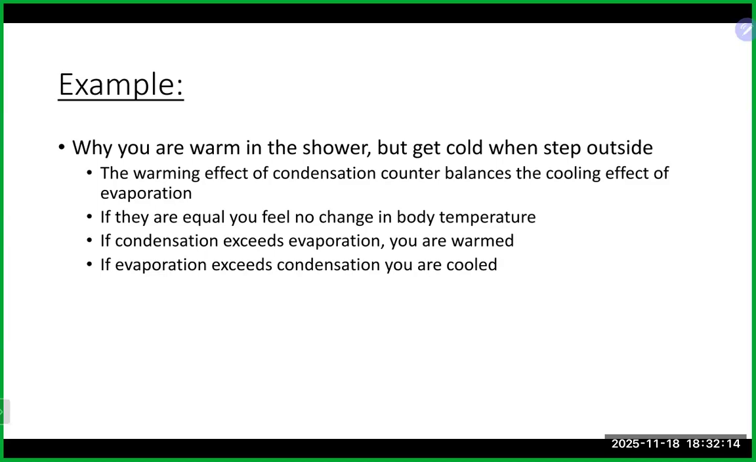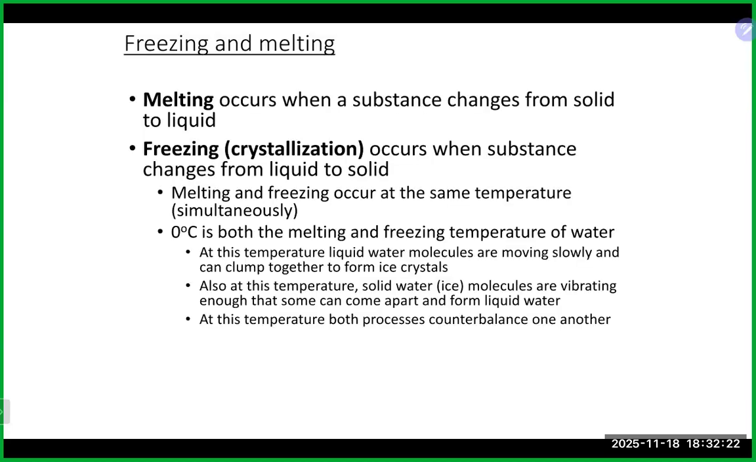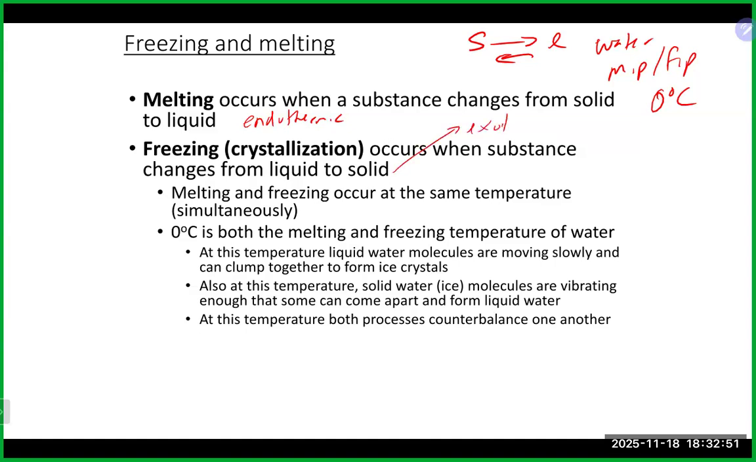Condensation happening. But then you start to feel evaporation and you start to feel cold. Now, freezing and melting is obviously the process as we go from solid to liquid or liquid back to solid. For water, by the way, that occurs at the normal melting point, freezing point, which is 0 degrees Celsius for water. Melting occurs when we take it from solid to liquid. That is an endothermic process. And freezing occurs when we go from liquid back to solid. That is an exothermic process, right?